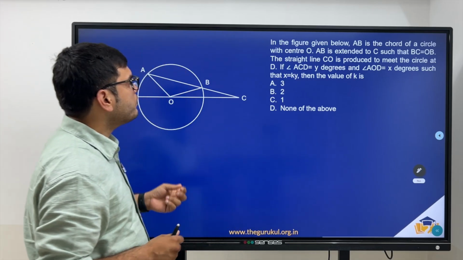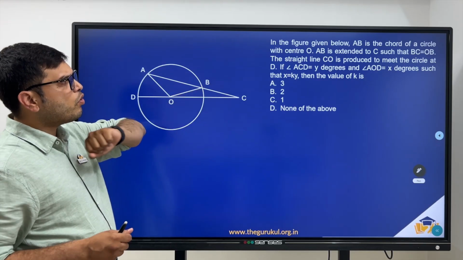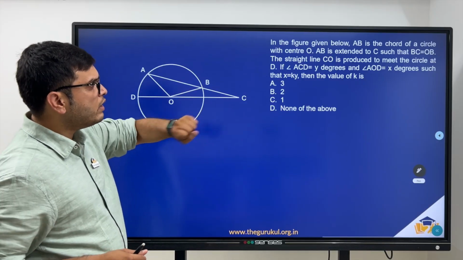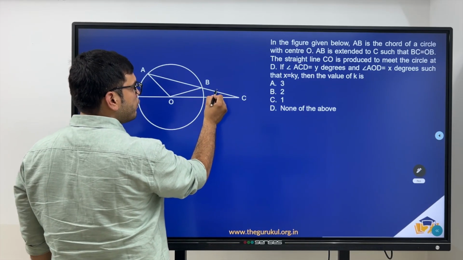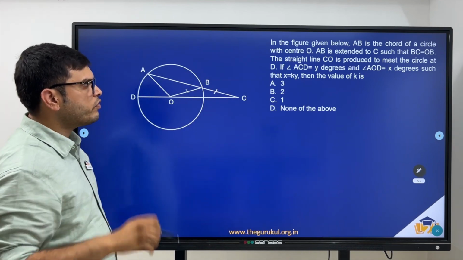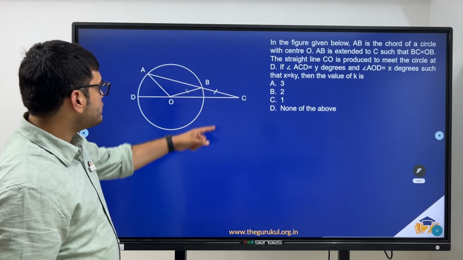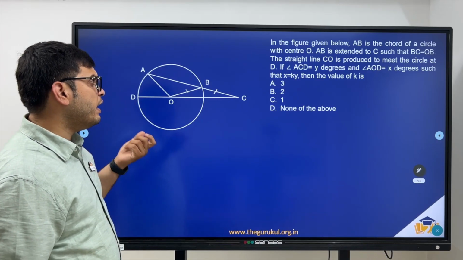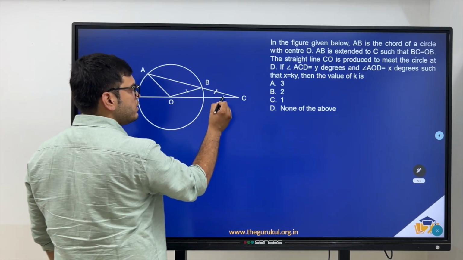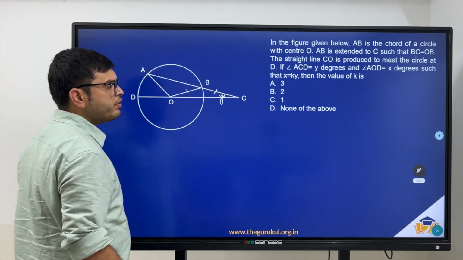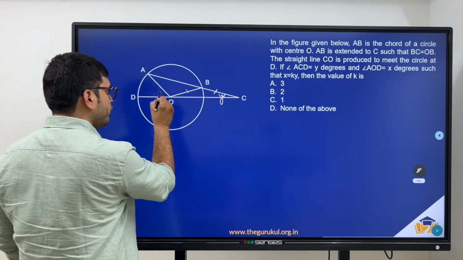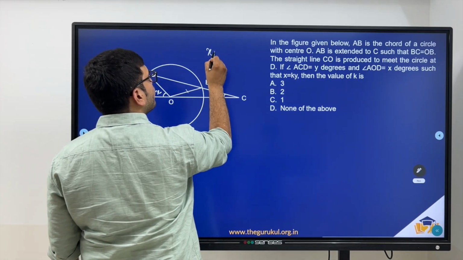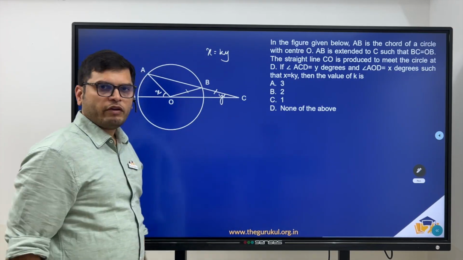Now coming to the second question, in the figure given below, AB is the chord of a circle with center O. So this is AB chord of a circle. AB is extended to C such that BC is equal to OB, which is equal to the radius of the circle. The straight line CO is produced to meet the circle at D. If ACD, this is Y degrees, and AOD, if this is equal to X degrees, such that X is equal to KY, we are asked to find the value of K.